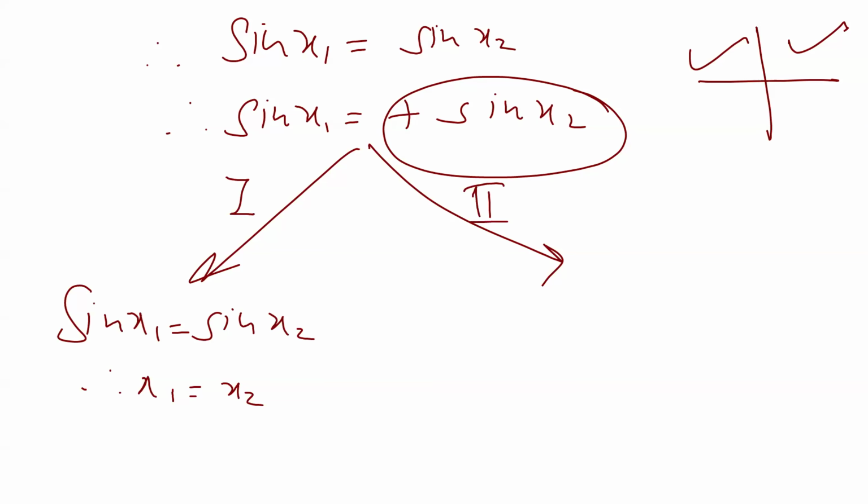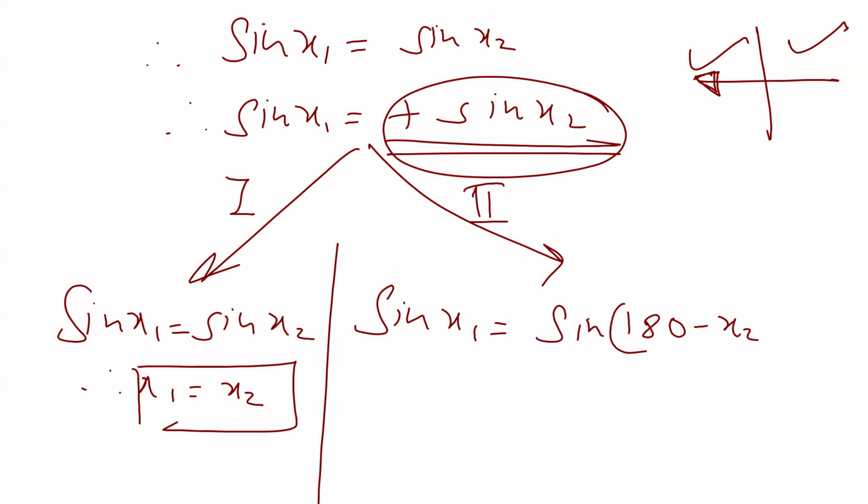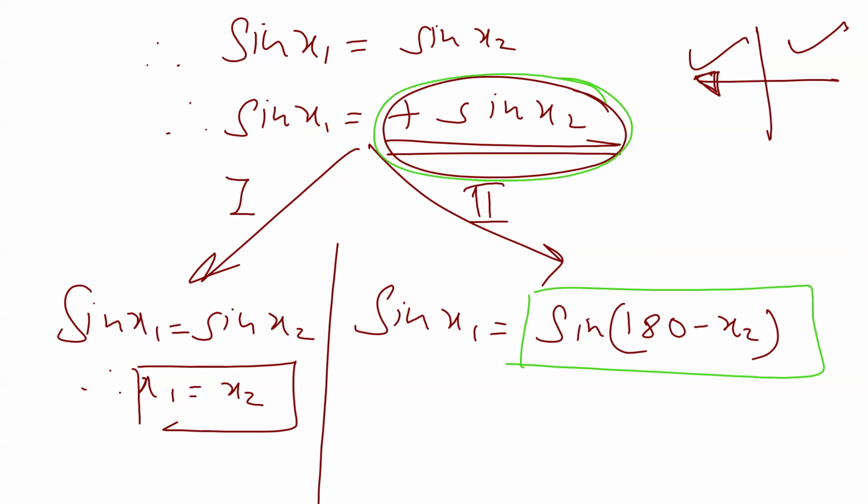Now, for the second quadrant, try to understand. sin x1, now plus sin x2. So we'll stay on 180 over here because we have to go to the second quadrant. So I'll write sin of 180 minus x2. Guys, just tell me, is sin of 180 minus x2 equal to plus sin x2? Yes or no?